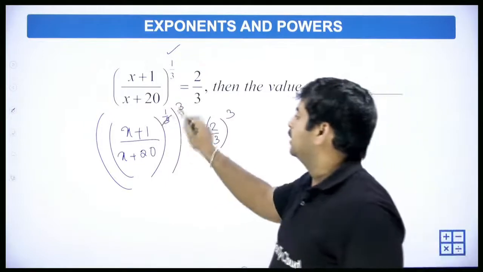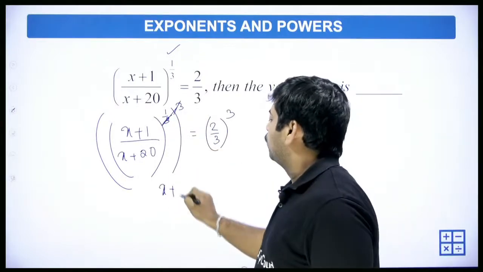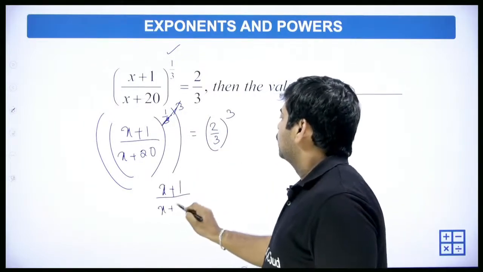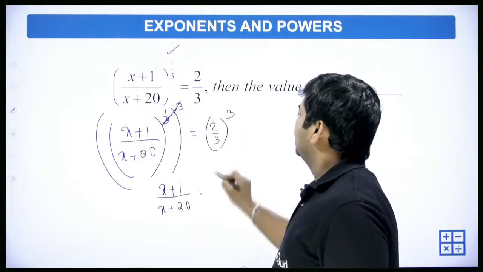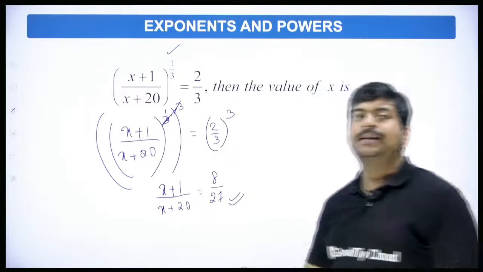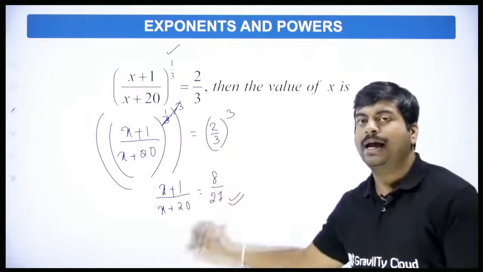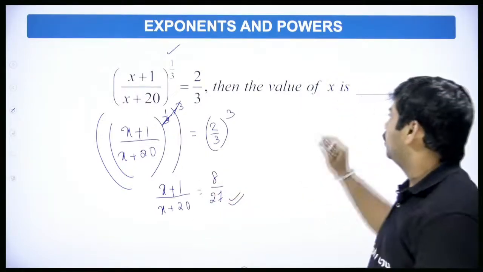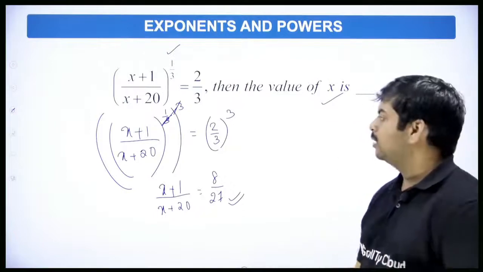Okay, so 3 and 3 get cancelled. You will get x plus 1 by x plus 20 is equal to 2 cube is 8 by 3 cube is 27. So now you need to solve for this one. You need to compare these two. You need to cross multiply and try to bring the value of x, right? Okay, you can simply do that.